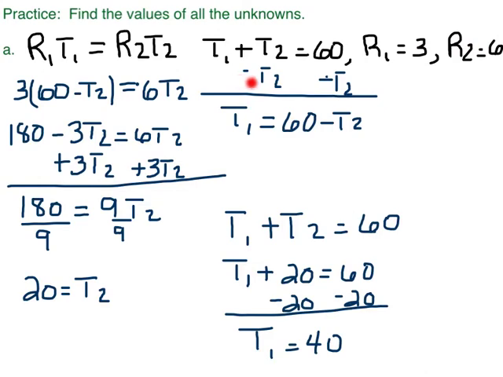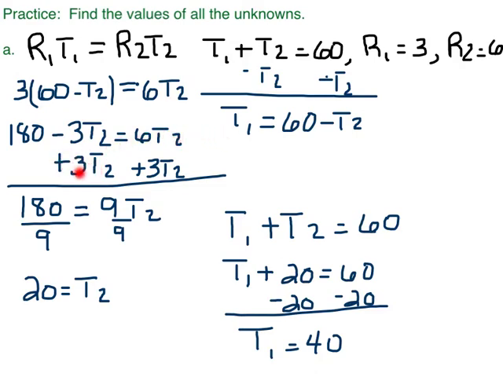Okay, so we're going to subtract T2 from both sides so that we'll have something to substitute here in the place of T1. T1 is now equal to 60 minus T2. I substitute everything in that I know, and then I begin to solve. I distribute here. 3 times 60 is 180. 3 times negative T2 is negative 3 T2 equals 6 T2.